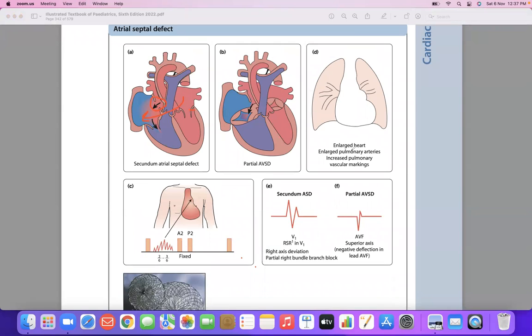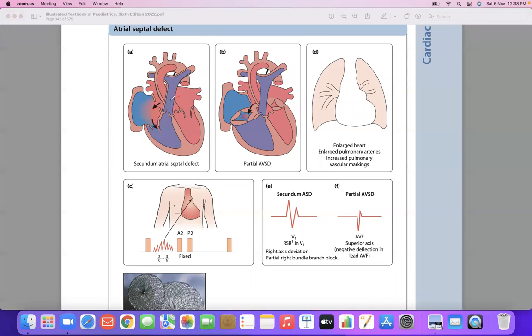So there is an enlarged heart, that is cardiomegaly, and since there is left to right shunting, more blood is entering the right ventricle and more blood is going to the lungs. What do you see here? Enlarged pulmonary arteries and increased pulmonary vascular markings. Everything will work harder here, even the right ventricle, even the left ventricle. The same thing happens in VSD also. You will understand better in VSD, but I'll tell here.